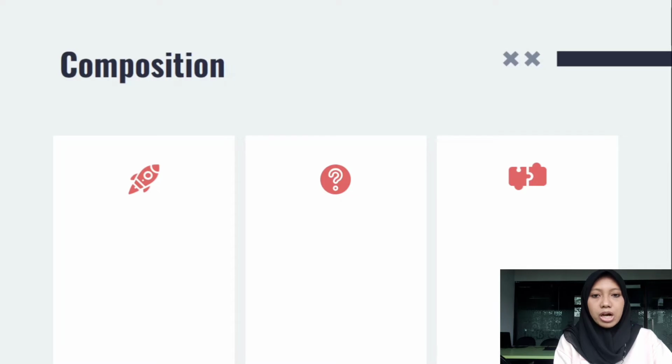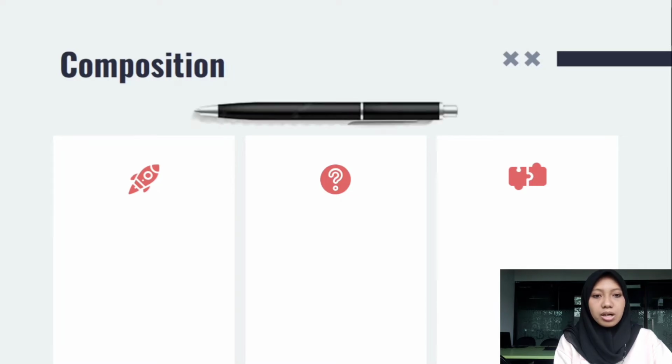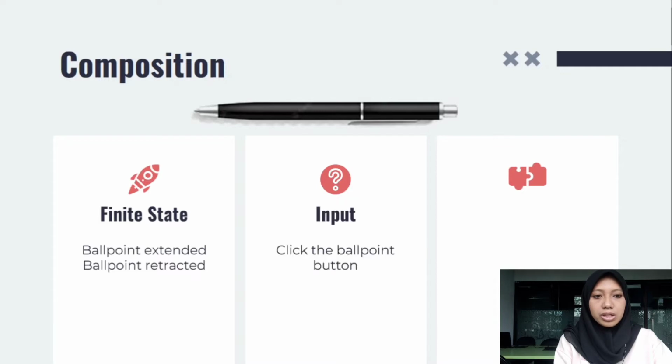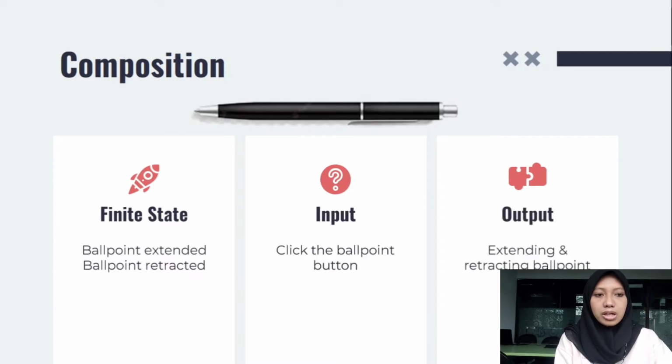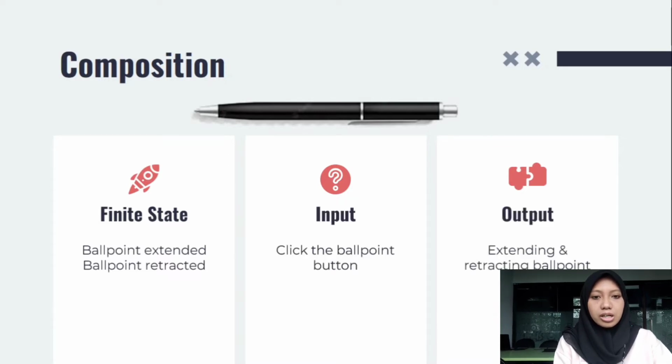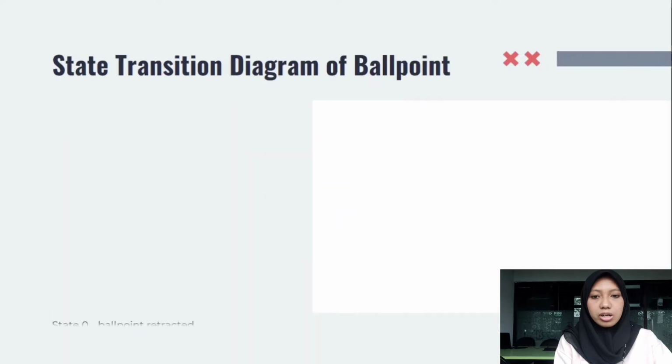Composition: the very basic idea is a ballpoint pen. This can be an example of a finite state machine. The states are ballpoint extended or ballpoint retracted. The input is clicking the ballpoint button, and the output is extending and retracting the ballpoint. This can be represented as an STD, or state transition diagram.